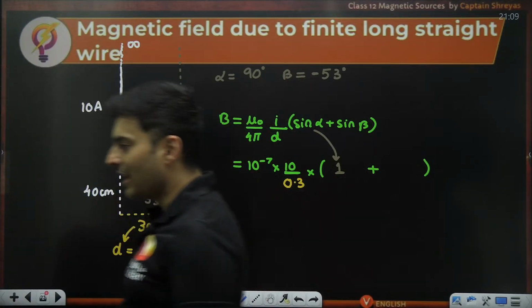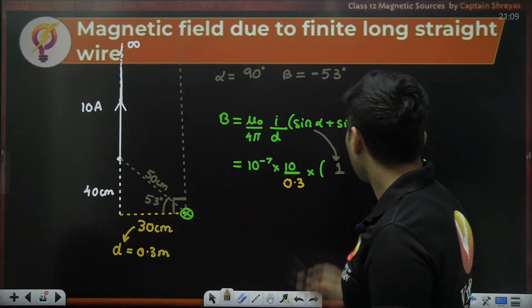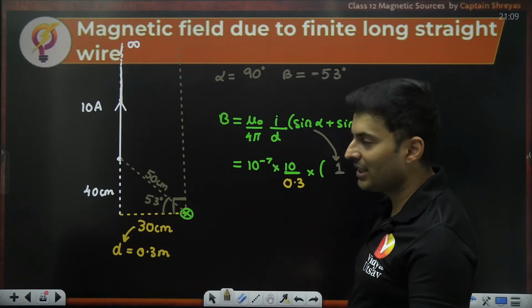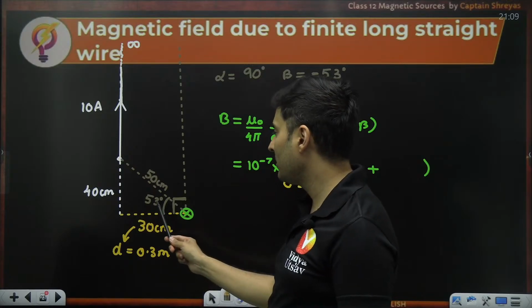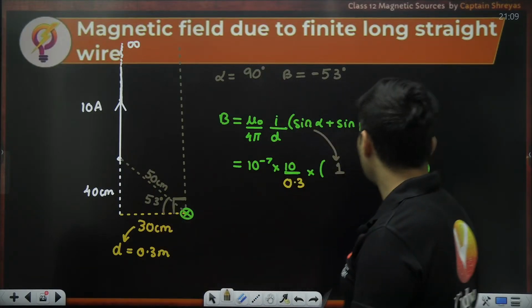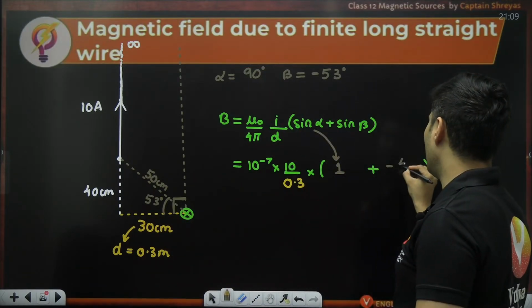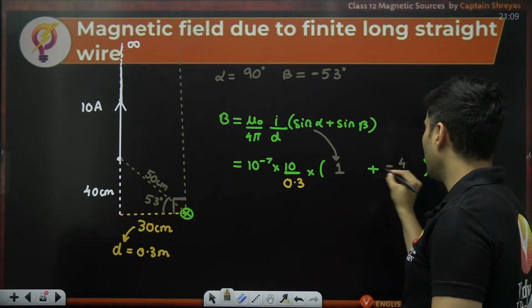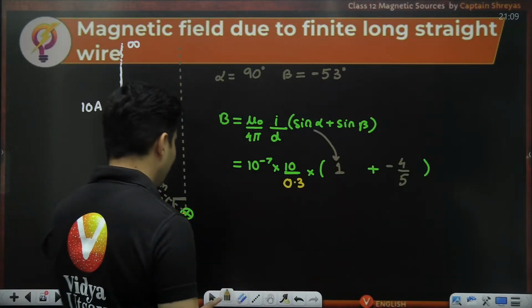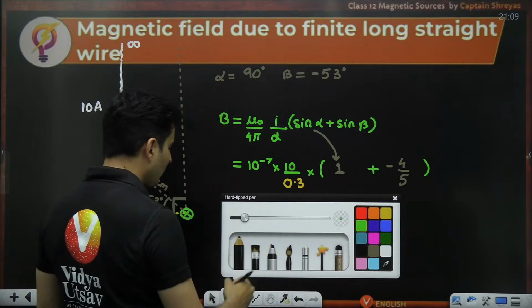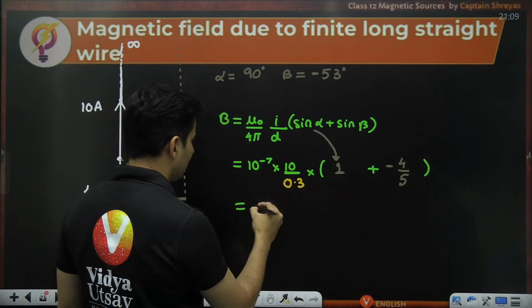Got it? Everyone? Perfect. So what is sine beta? Sine of 53, guys. Come on, think about it and tell me. Sine 53 is 4 by 5, but this will now be minus 4 by 5. Many students put it as plus 4 by 5. Yeah, that is a common mistake. That's why I did this problem with all of you. Now we can proceed with this question.